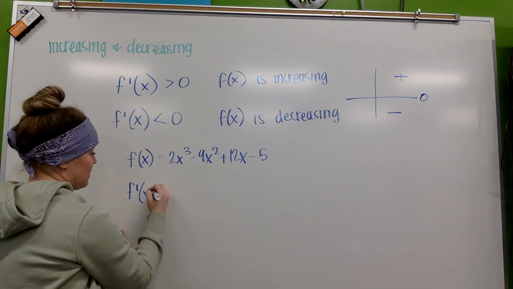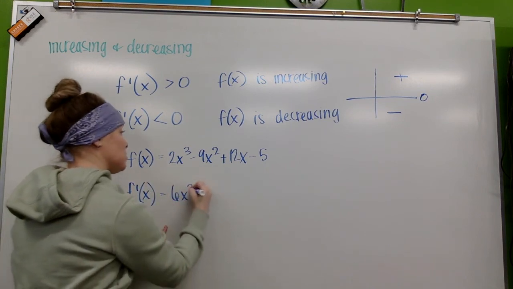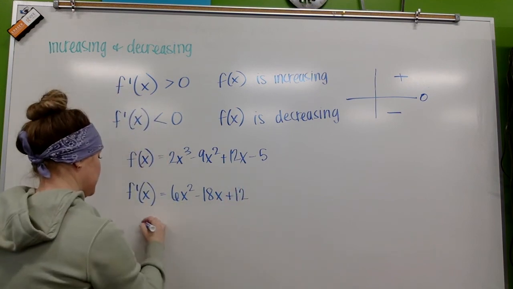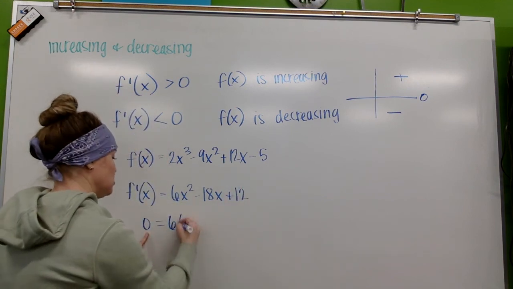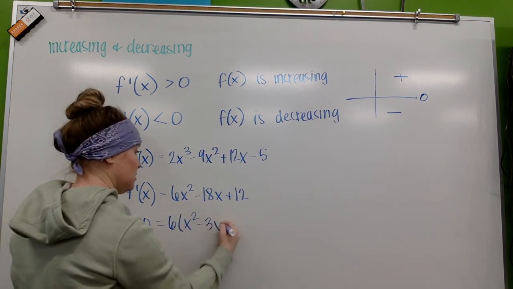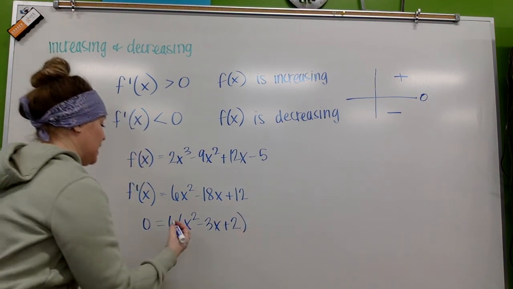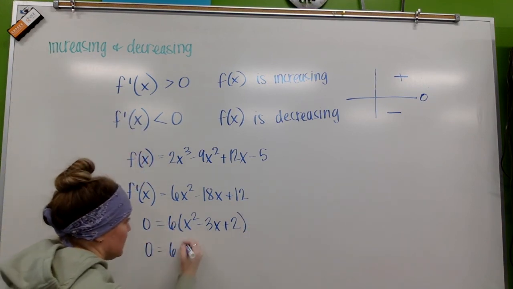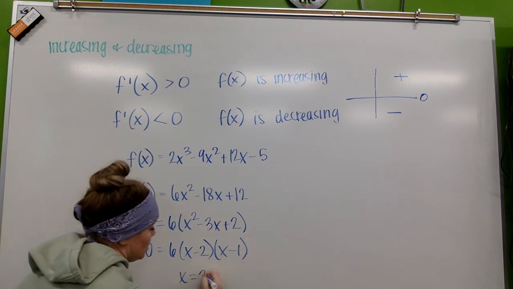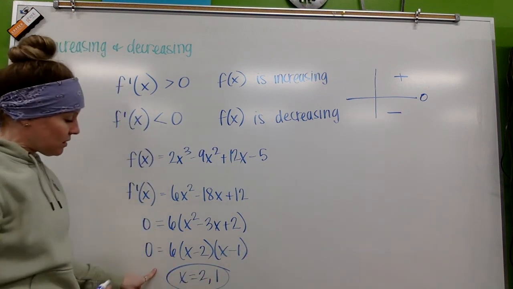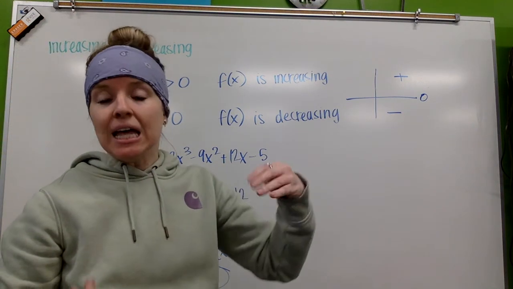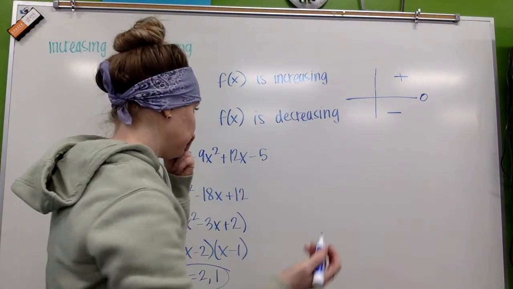So I'm going to take my derivative. So I'm going to get 6x squared minus 18x plus 12, and I'm going to set it equal to 0. So I'm going to factor out that 6 off of my x squared. All right. And I'm going to keep factoring, so that's going to give me x minus 2 and x minus 1. So my derivative equals 0 at x equals 2 and x equals 1. So that's where we're going to see the changing from increasing and decreasing.